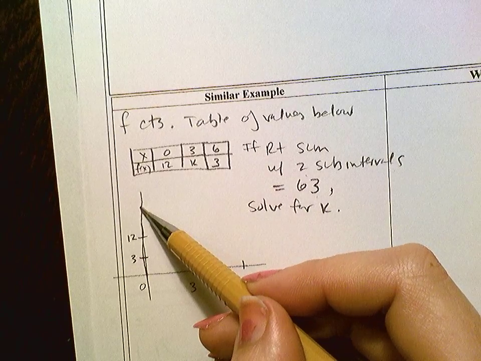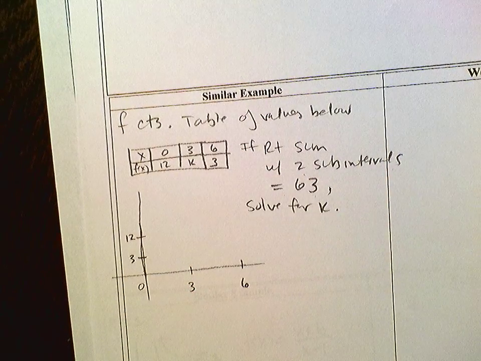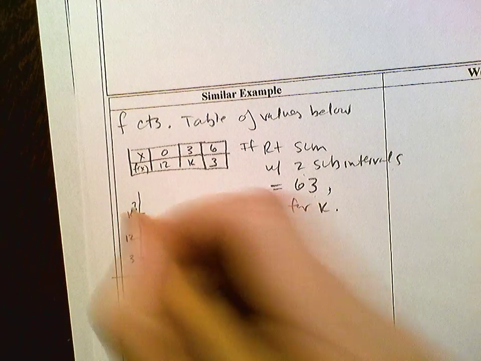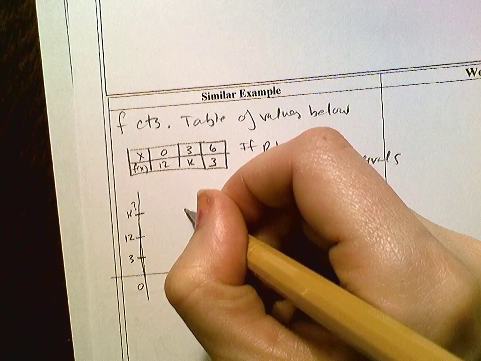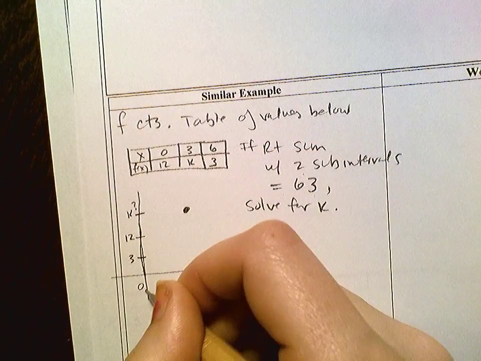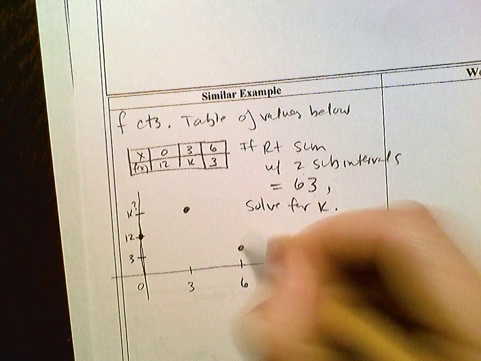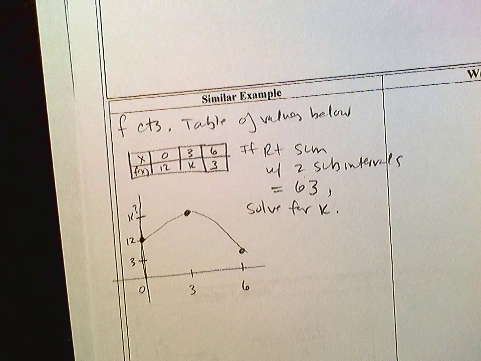I don't know if k is up here or down here. I'm just going to place it somewhere so that my picture looks nice, k question mark maybe. Okay, so at 0 we got 12, and then at 6 we've got 3. This is a continuous function, so I'll just draw a continuous function.